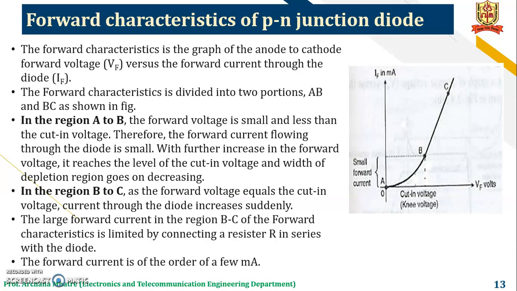With further increase in the forward voltage, it reaches the level of the cut-in voltage and the width of the depletion region goes on decreasing. In the region B to C, as the forward voltage equals the cut-in voltage, current through the diode increases suddenly. The large forward current in the region BC of the forward characteristic is limited by connecting a resistor R in series with the diode. The forward current is of the order of a few milliampere.